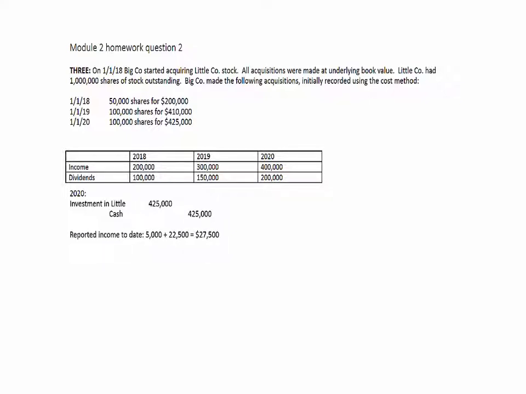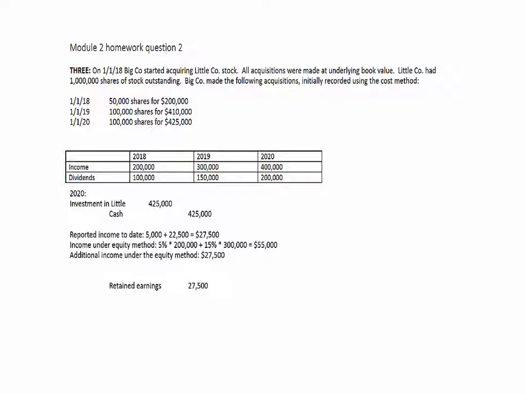So first, let's go ahead and think about the income that we have reported versus what we would have reported. Under the cost method, we reported investment income of $27,500 over the previous 2 years. If we had been using the equity method, in 2018 we would have reported investment income of 5% of $200,000, in 2019 15% of $300,000 for a total of $55,000. So if we'd been using the equity method, we would have had $27,500 of additional income over the previous 2 years. Having that additional income would cause us to have additional retained earnings.